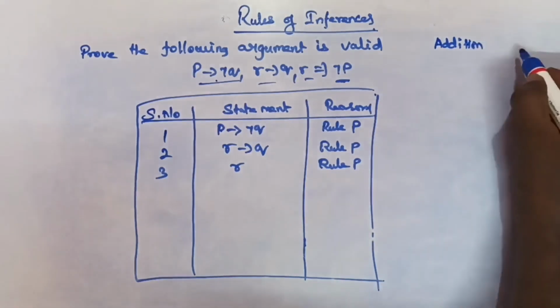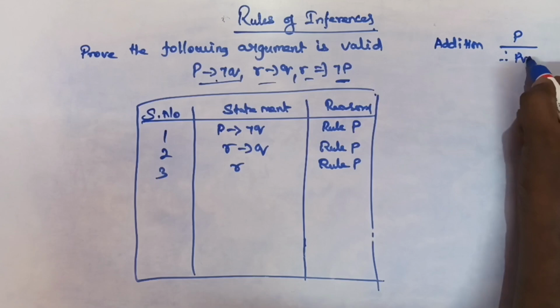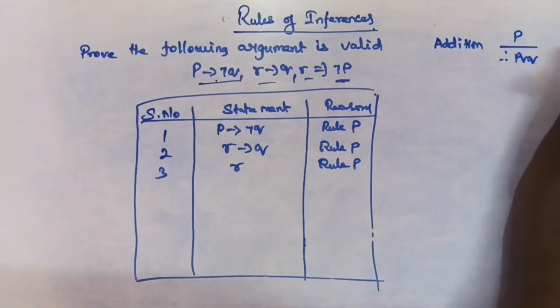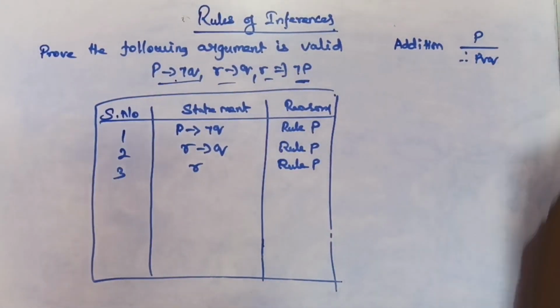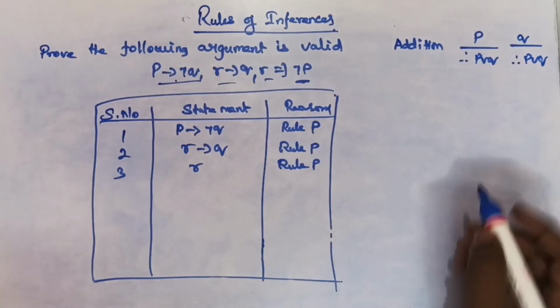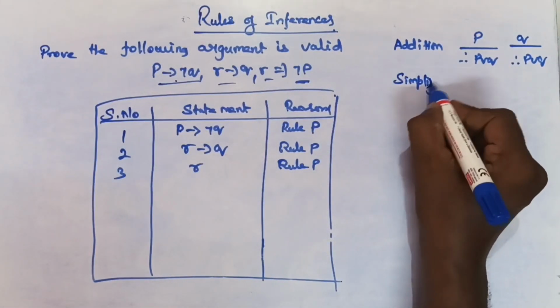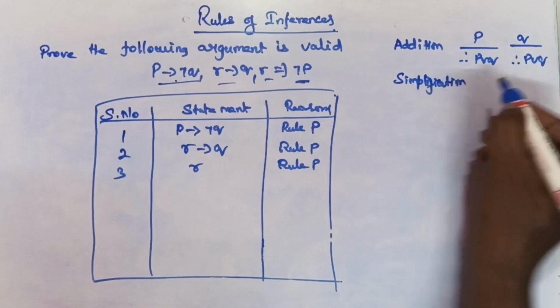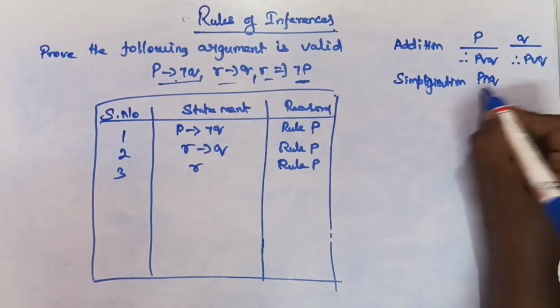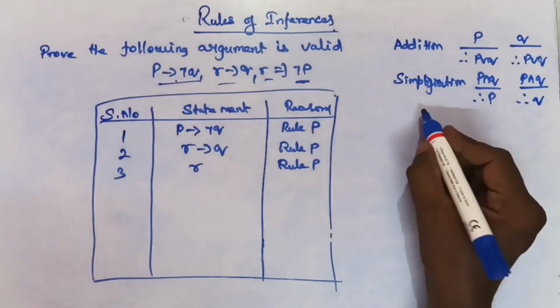The addition formula is nothing but if you have P, you can write P or Q. If you have Q, you can also write P or Q. That is the addition formula. Then the simplification formula: if you have P and Q, you can write P. If you have P and Q, you can write Q.